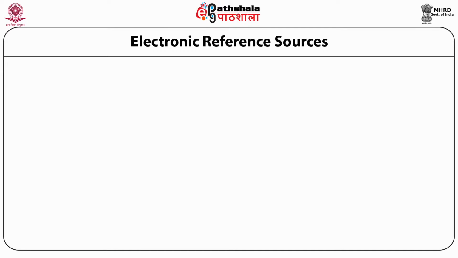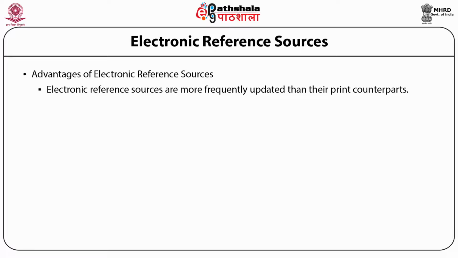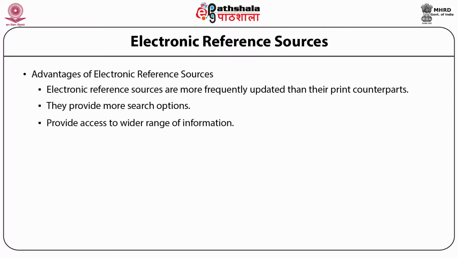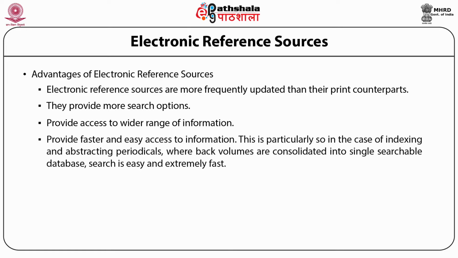There are many advantages of electronic reference sources over their print counterparts. Electronic reference sources are more frequently updated than their print counterparts. They provide more search options, provide access to a wider range of information, and provide faster and easier access to information. This is particularly so in the case of indexing and abstracting periodicals, where back volumes are consolidated into a single searchable database. Search is easy and extremely fast.